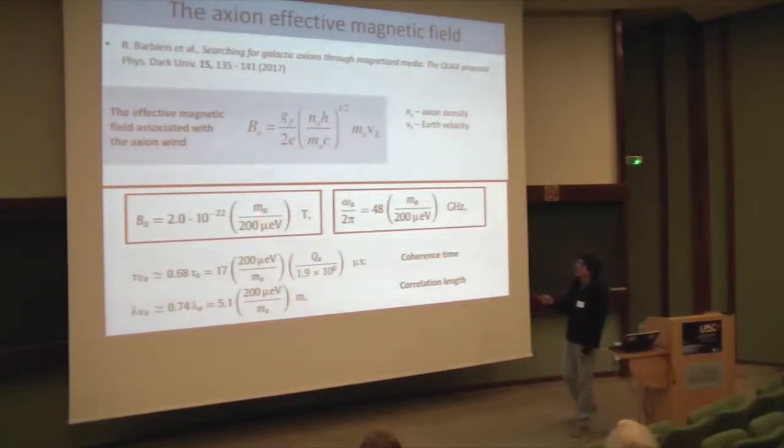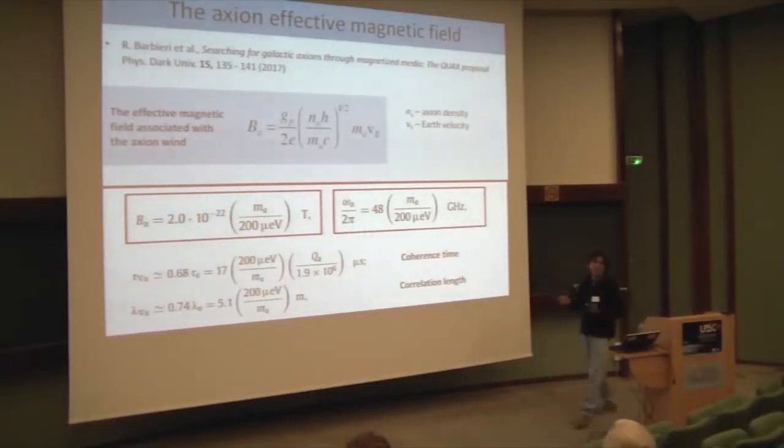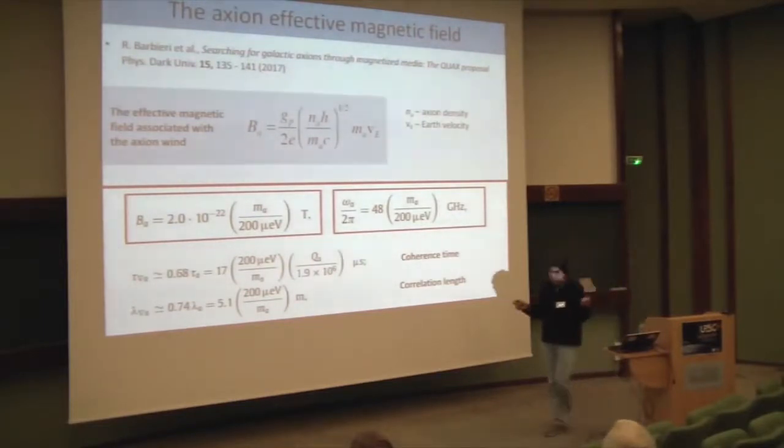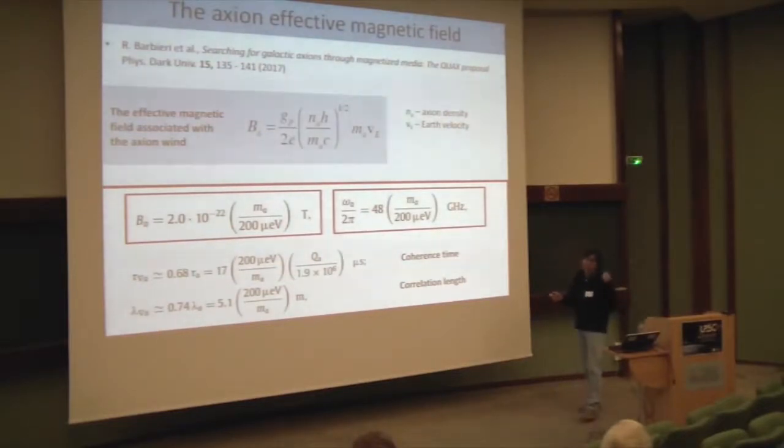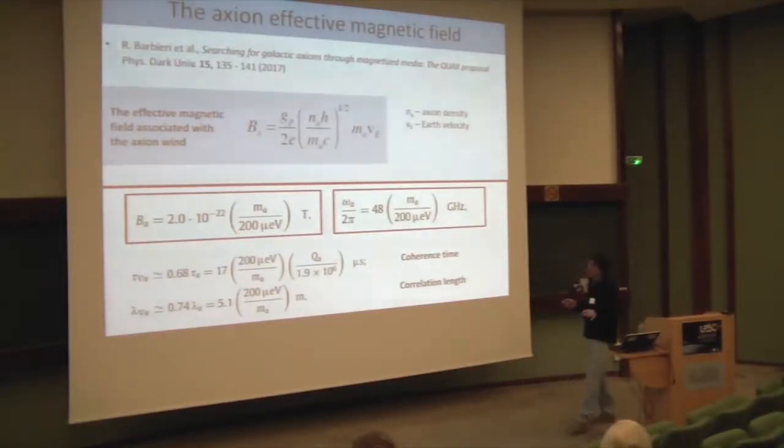reference mass for this calculation, for example, 200 micro electron volts. The effective magnetic field, the radio frequency field induced by the axion, is 2 × 10⁻²² Tesla, which is a really very small number. Just to tell you, very sensitive magnetometers at the moment are measuring something like 10⁻¹⁸ Tesla. So we are thinking of an experiment to push the magnetic field sensitivity to a very, very low level.